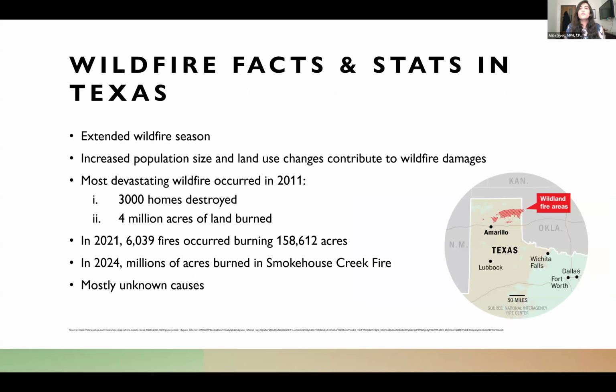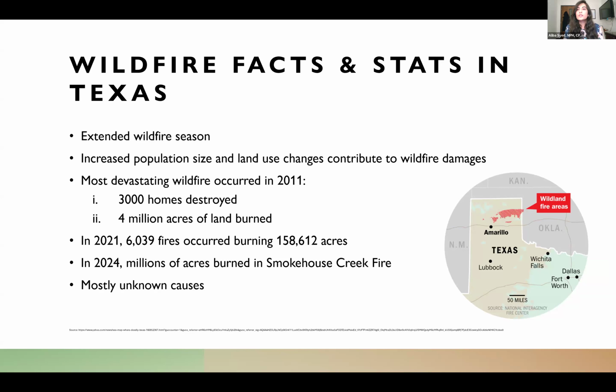Now let's go over wildfire facts and statistics of Texas. In 2024, Texas encountered 5,576 fires. Also, due to climate change, wildfire season has extended in Texas as well, but the most severe wildfire season occurs here during the periods of February to April. Along with climate change, increase in population and changes in land use elevate the risk of extreme wildfire damages in different regions of the state.